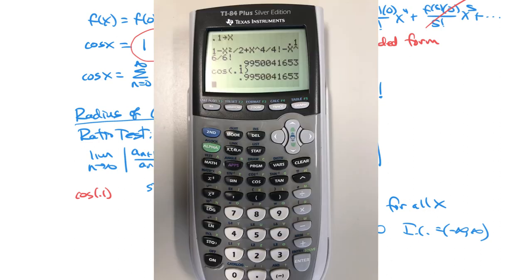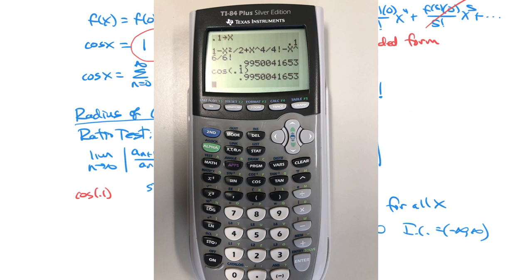Okay, so you can see what happened here. I used 0.1 and I hit stores in x. So it stored it in there. Then I just typed this in just like it was. So this is the first 4 terms of that approximation. And you can see, even with only 4 terms, it agrees with cosine of 0.1, right? So it works fairly well.